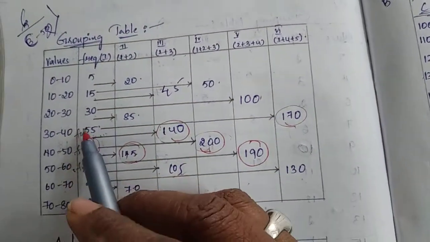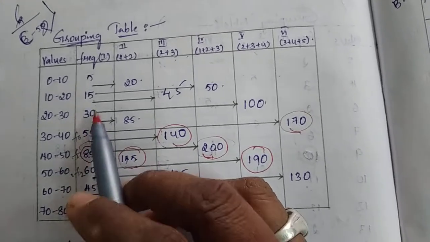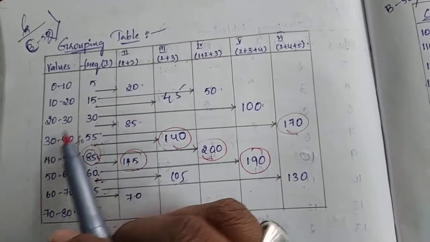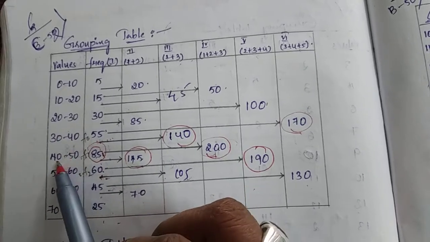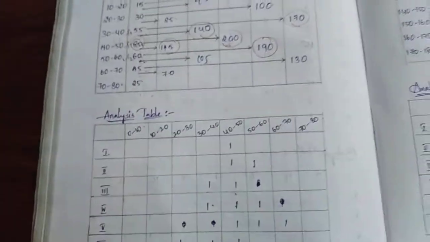How did we get the 170? By adding 30, 55 and 85. By adding these three amounts, we got the 170. So where does it lie? 20 to 30, 30 to 40, 40 to 50. So see here: 20 to 30, 30 to 40, 40 to 50. That's why I said that simultaneously you have to do both the tables here.